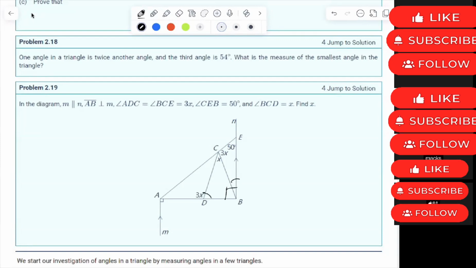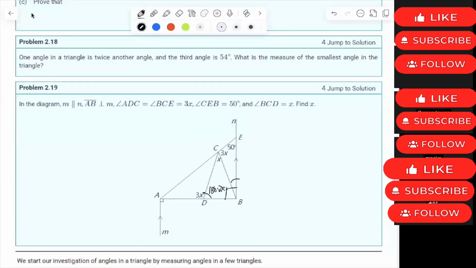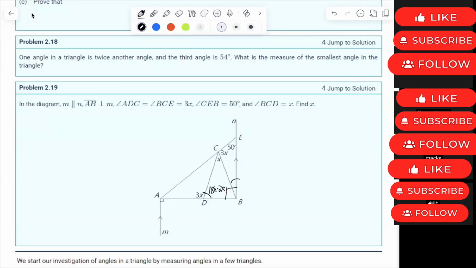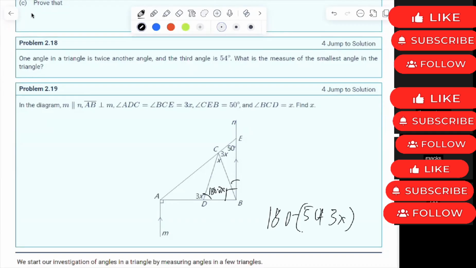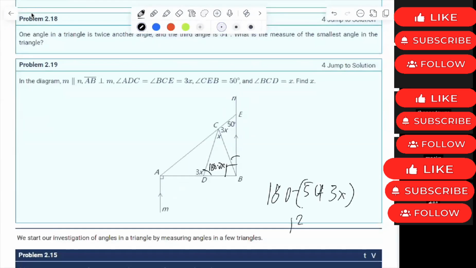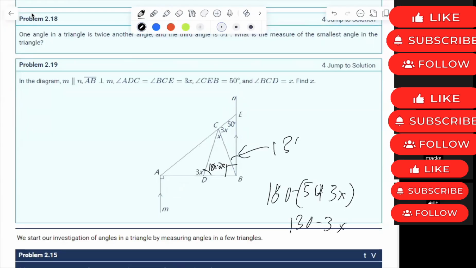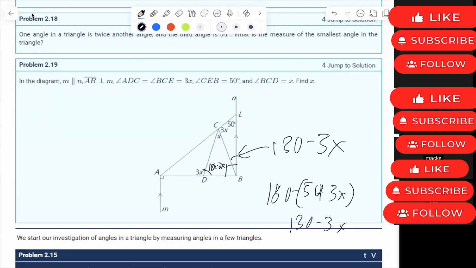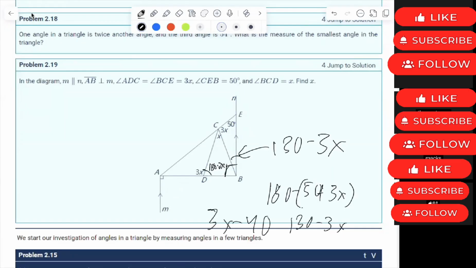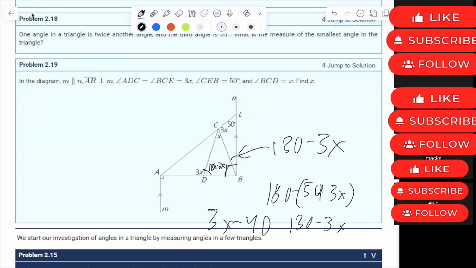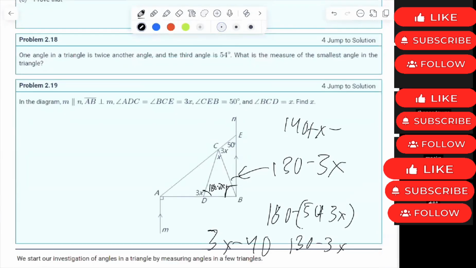3x, this is just 180 minus 3x. And this is just 90 minus, well, what is this angle? This angle is just 180 minus 50 plus 3x. This is the very essence of angle chasing, you must know. 130 minus 3x. This is 130 minus 3x. 90 minus that, that's just 3x minus 40. That's 3x minus 40 over here. And we're adding this all up. We get 140 plus x is equal to 180 degrees.